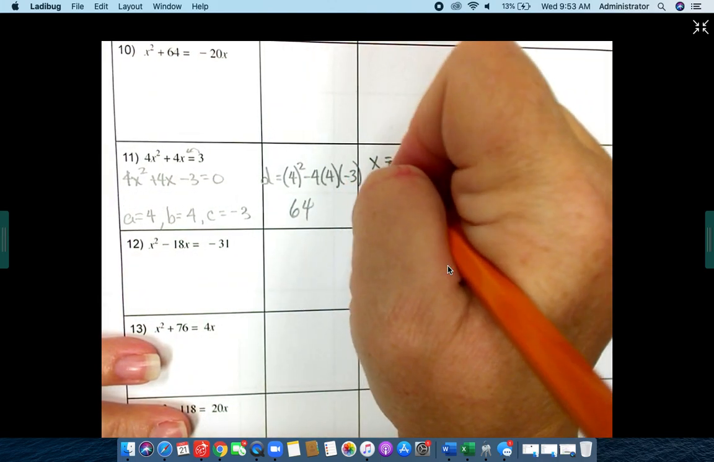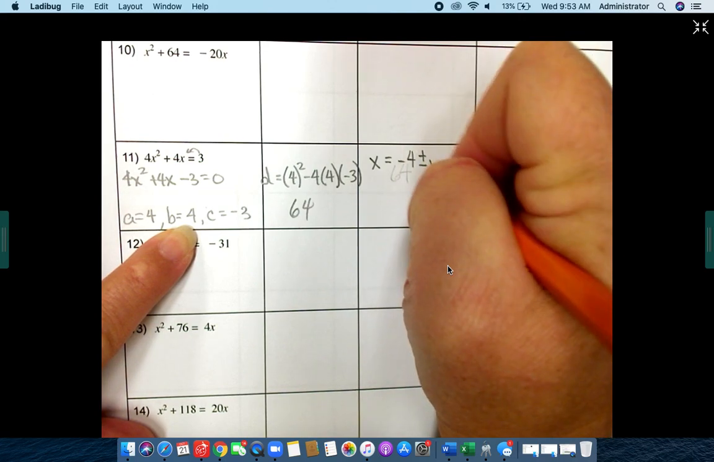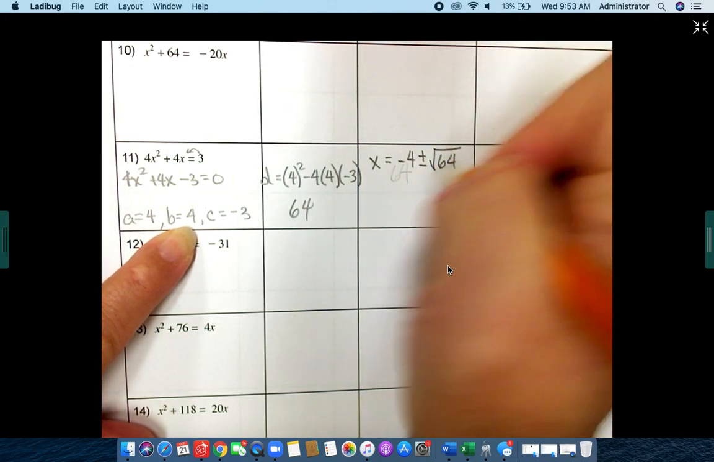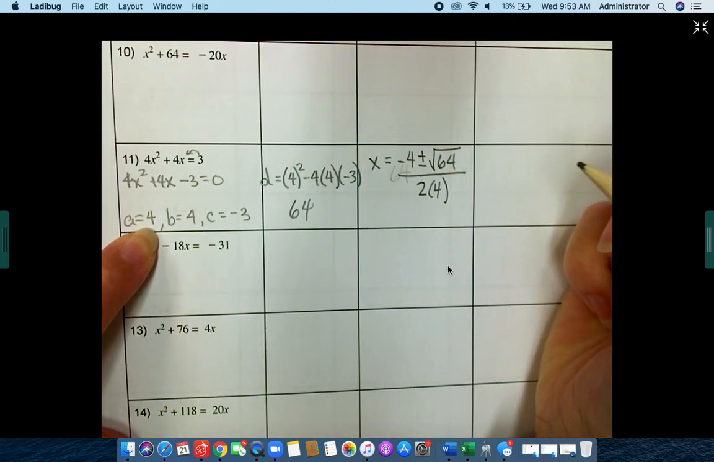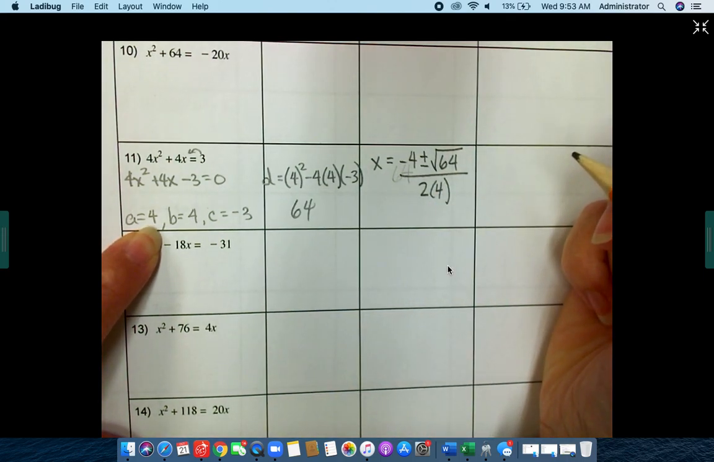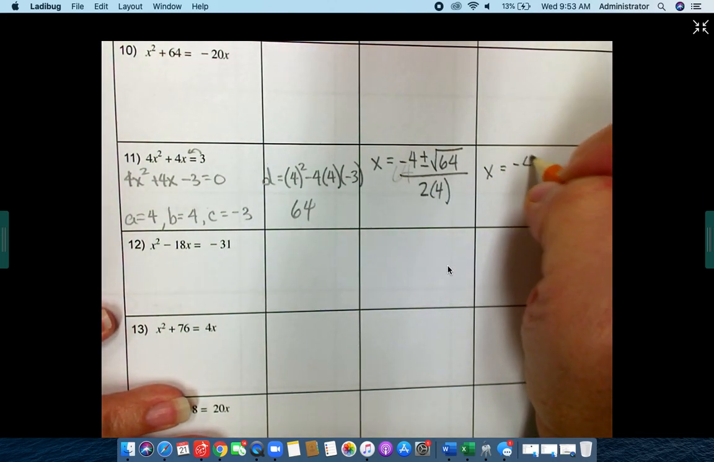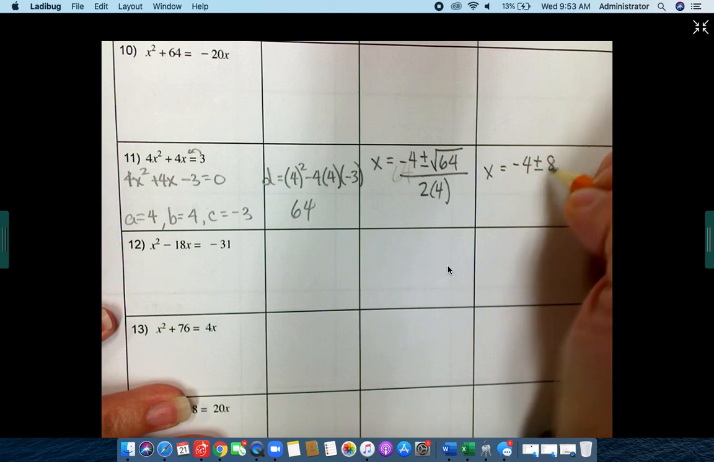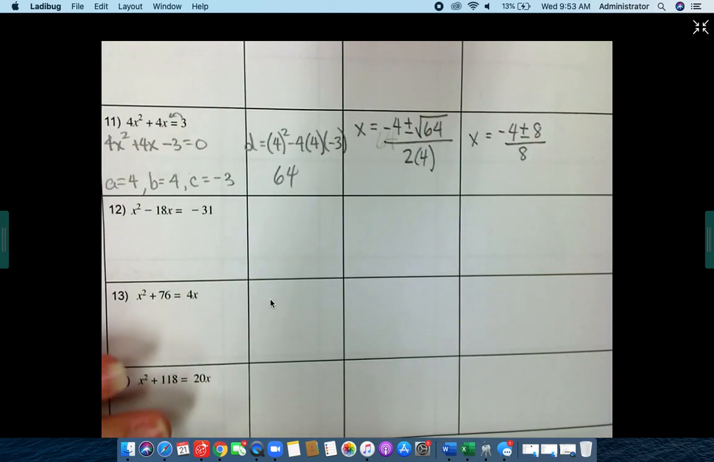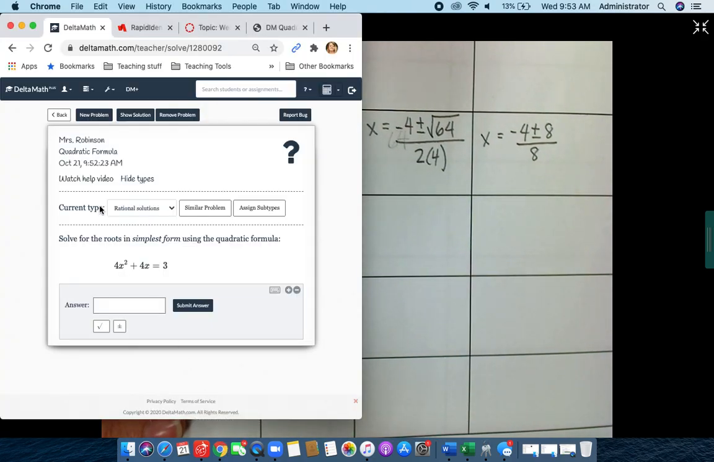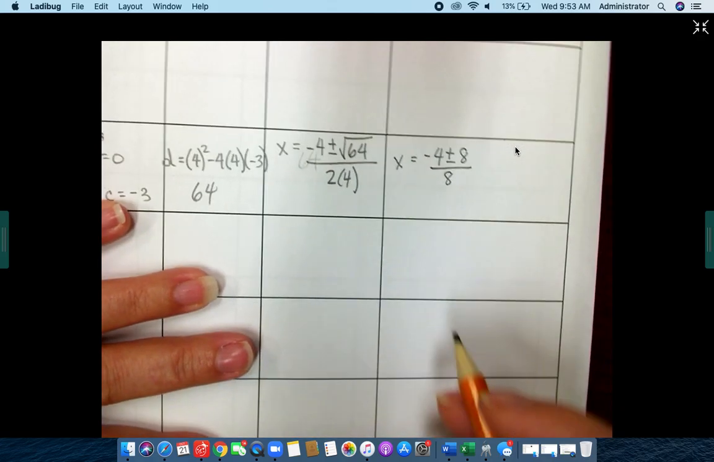So x equals opposite b plus or minus the square root of the discriminant all over 2 times a. All right, so now I have negative 4 plus or minus 8 over 8. So now, what kind of solution should we get here? They should be rational because I don't have an i or a radical.